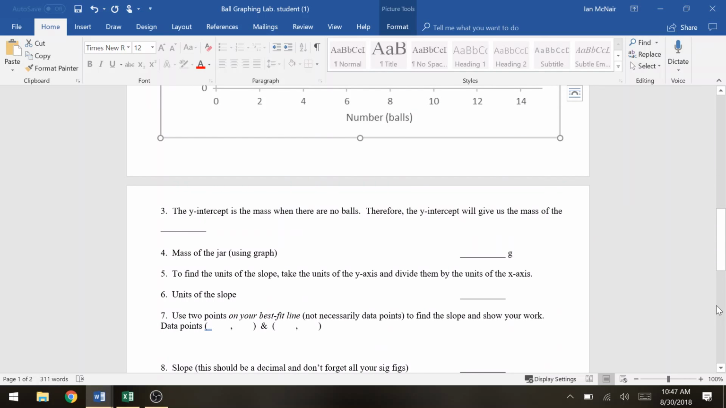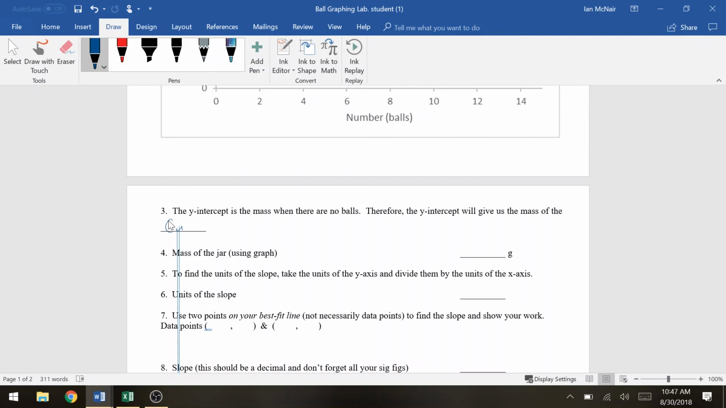It's the mass of the can or the jar, whatever. Whoa, what the heck? Okay, and the mass of the jar using the graph, we said it was about 275. I know I said 276 up there. It's whatever. Look at your graph and determine for yourself.